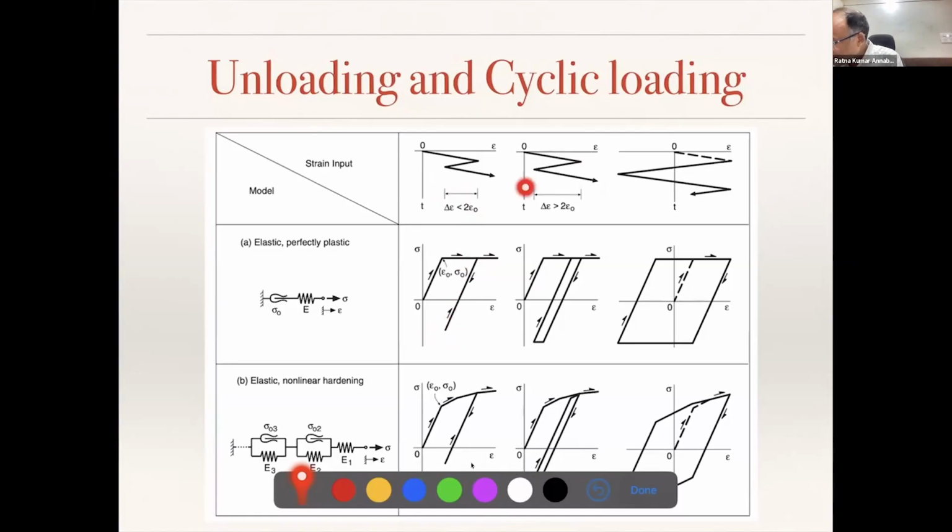Now let us look at this scenario. In this scenario, we have loaded and unloaded to a value such that delta epsilon, that means from here to here, the distance is greater than 2 times epsilon naught. That is like this. If it is greater than 2 times epsilon naught, this is where yielding starts, but your strain is up to here. So you have started unloading from here and the strain has reduced up to here.